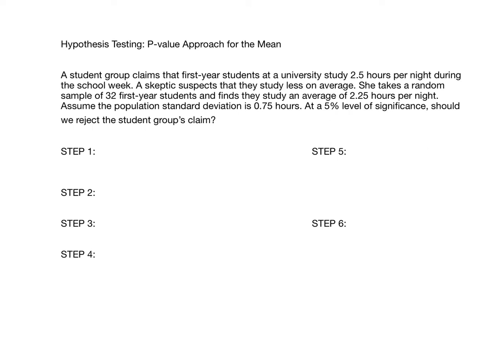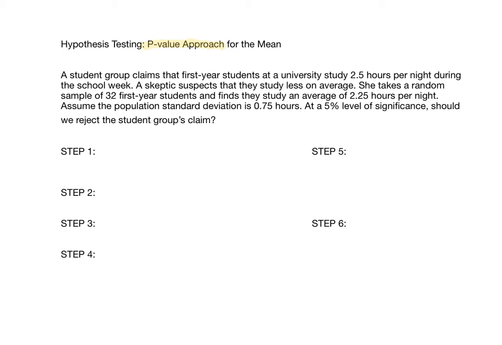In this video, we will look at another example of hypothesis testing on the mean using the p-value approach. Here is our example. A student group claims that first-year students at a university study 2.5 hours per night during the school week. A skeptic suspects that they study less on average.